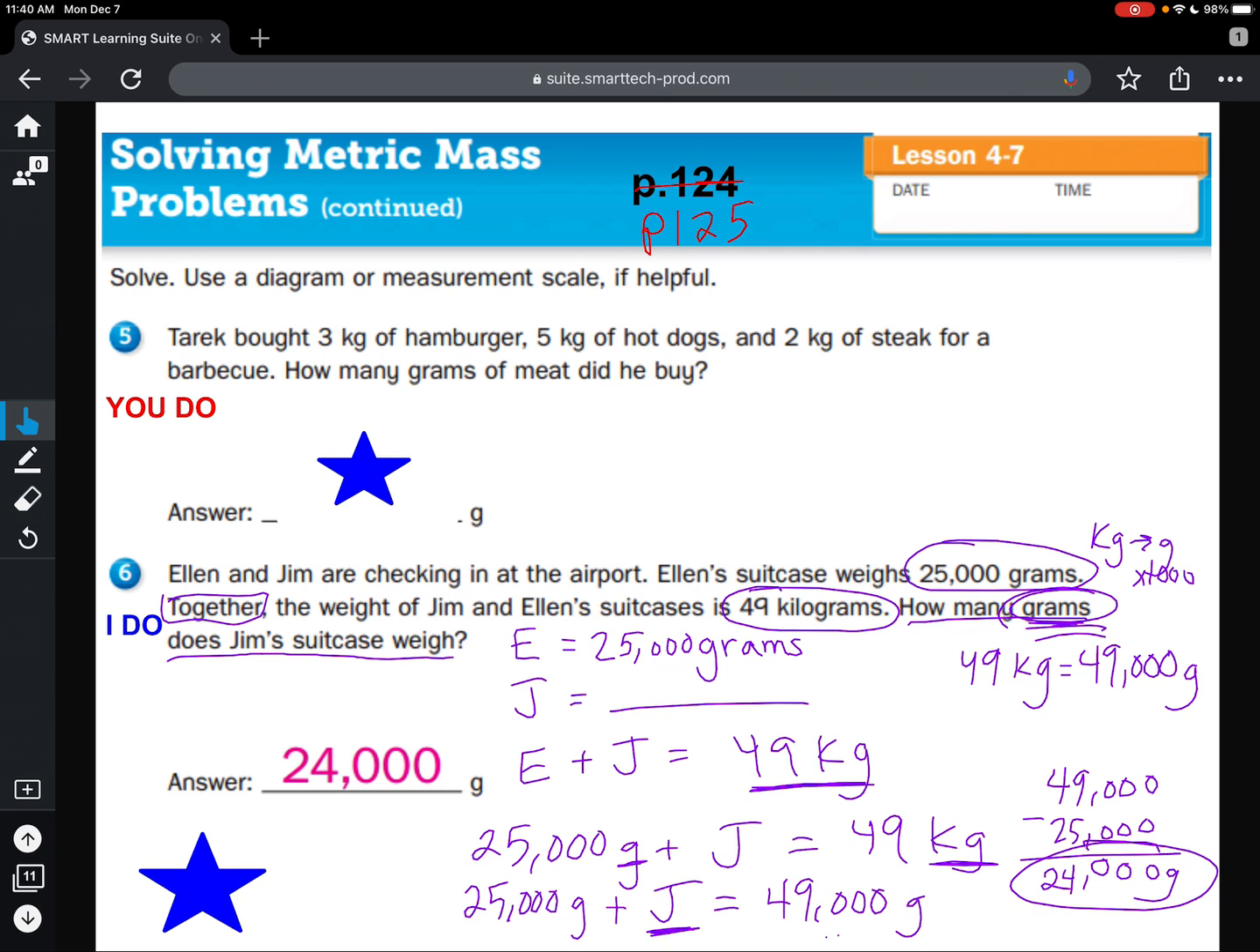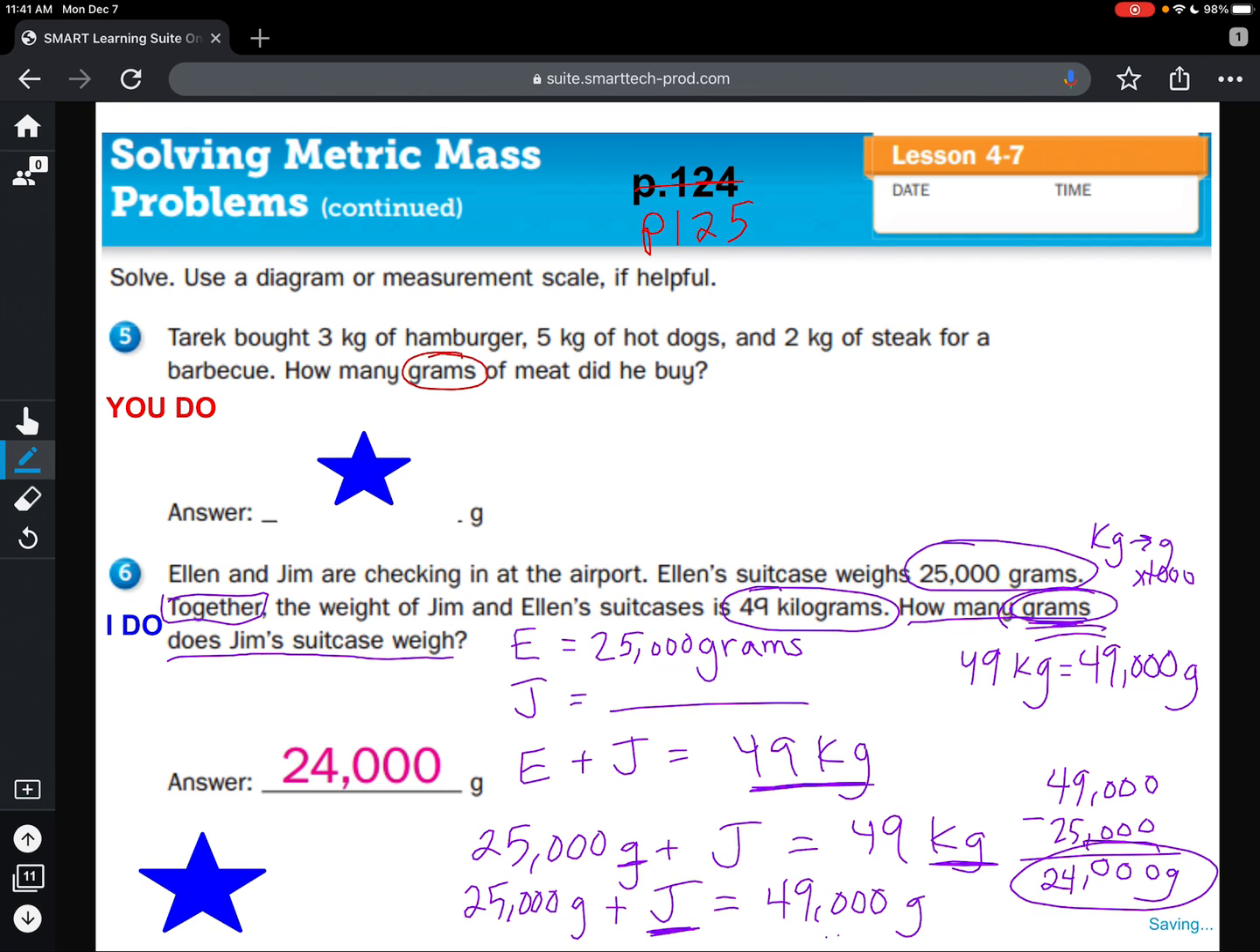Your job is to do number 5. I'll read the problem to you. Tarek bought 3 kilograms of hamburger, 5 kilograms of hot dogs, and 2 kilograms of steak for a barbecue. How many grams of meat did he buy?